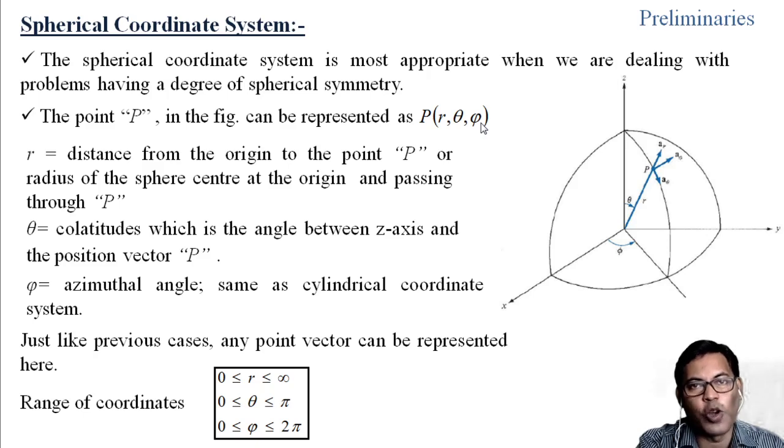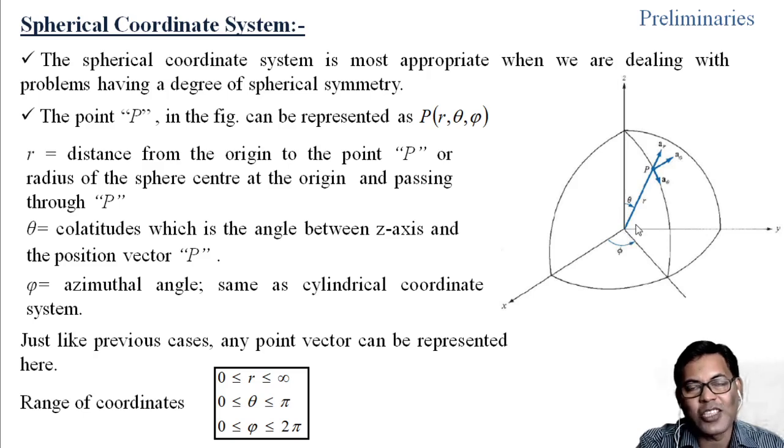So, in this spherical coordinate system, the three axes are r, theta and phi. And what is r? r is the radial distance of this sphere, or we can say it is the distance from the origin to the point P, and theta is called the co-latitude, which is the angle between the z axis and the line joining the point P and the origin of the coordinate system, and phi is called the azimuthal angle, which is similar to the case of the cylindrical coordinate system.